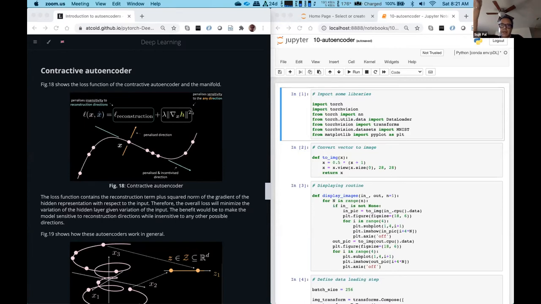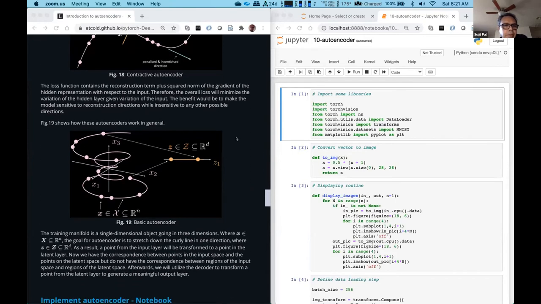And so essentially, it's not linear, right? The further you get away, the steeper the curve is, right? And so it makes it more efficient to reconstruct the input, right?